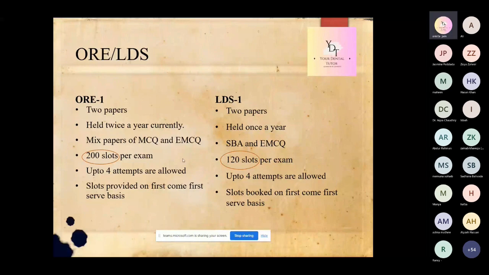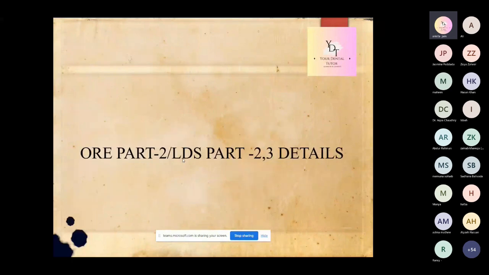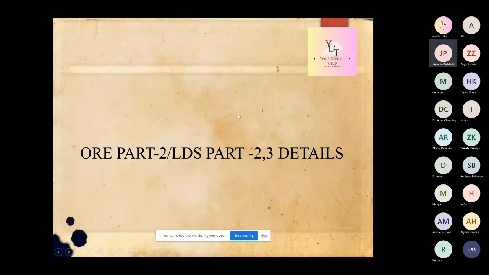Next, we move on to the ORE part 2 and LDS part 2 and 3 details. I will ask Dr. Jasmine, could you please unmute yourself and carry on from here? Yes, thank you so much. I'll just give you a brief intro about myself. I'm a practicing dentist here, and I have cleared both the exams. So we can essentially give you first hand direction of how both the exams work.